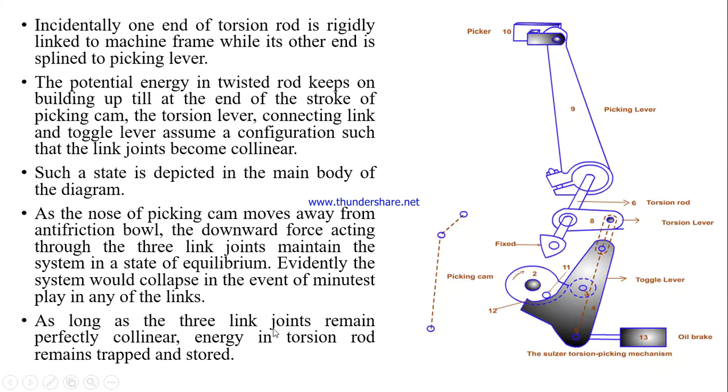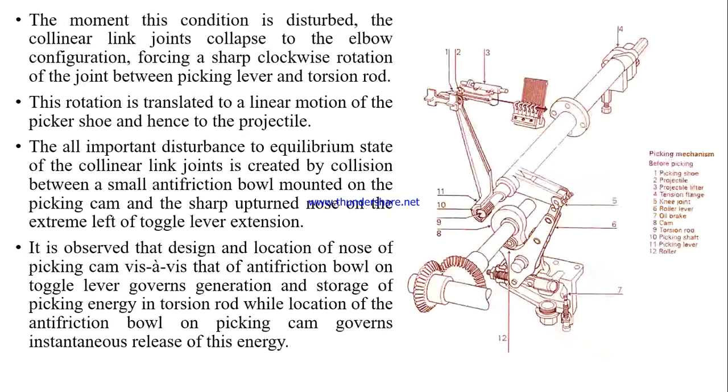As the three link joints remain perfectly collinear, energy in the torsion rod remains trapped and stored. So that is mentioned. Here this diagram is basically the actual diagram. The previous diagram was a line diagram, and this is the actual, three-dimensional figure of all the elements you can identify. So this is the cam. This is the nose of the cam. Here the follower will be there.